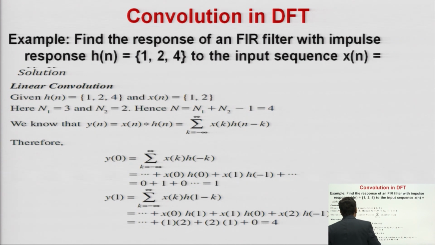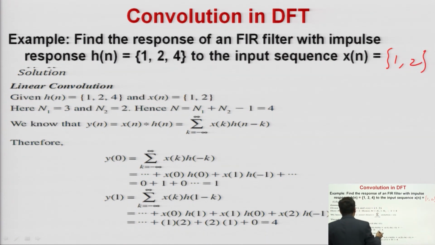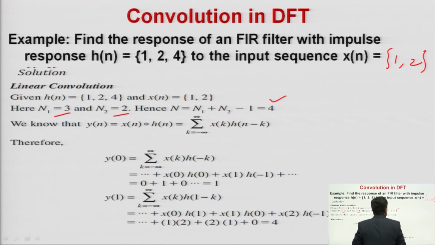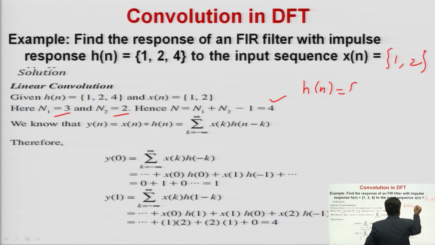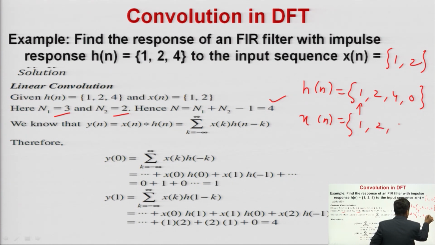You can calculate the linear convolution here. So x 1 n and x 2 n: 1 2 4 is given to you, and x n is equal to 1 and 2 is given to you. Again, the same question as the previous one. So n 1 is equal to 3, n 2 is equal to 3, so it will be 4. If you have to make it 4, then h n is equal to 1 2 4 0, and x n is equal to 1 2 0 0.